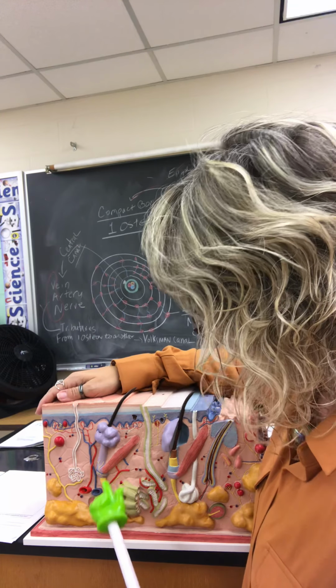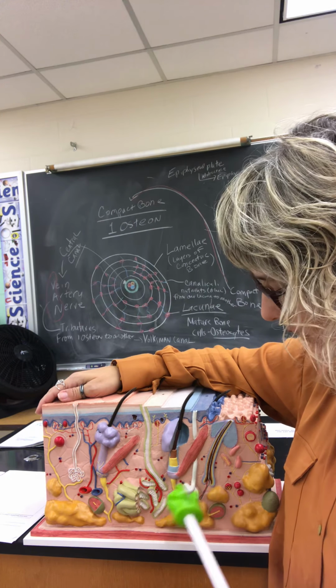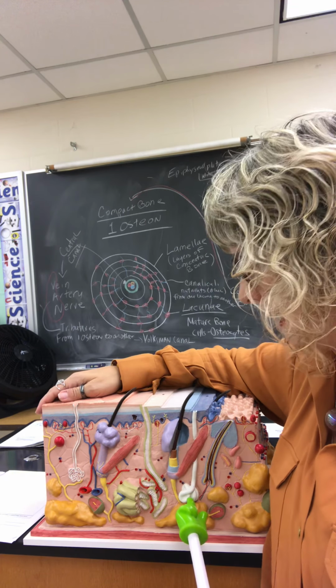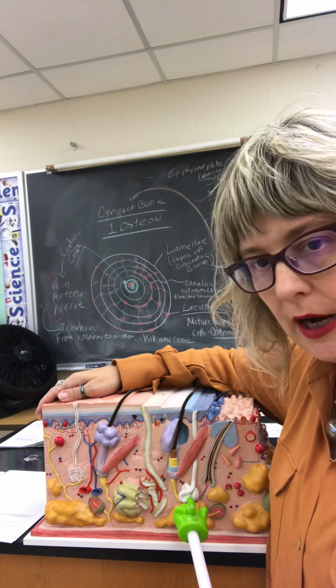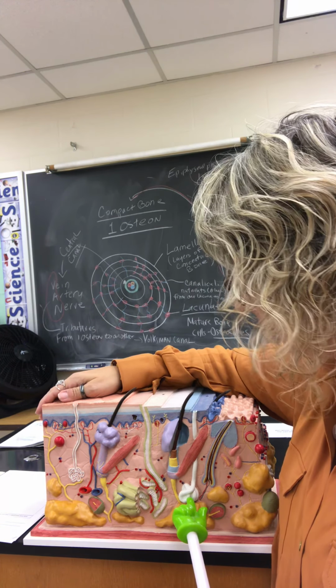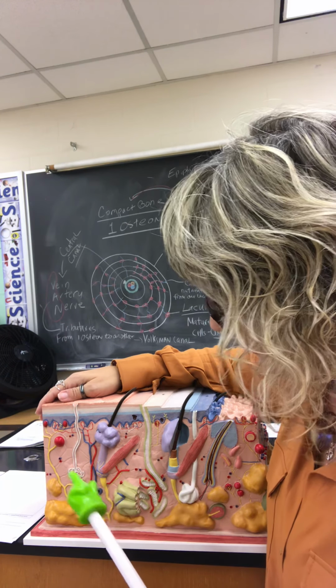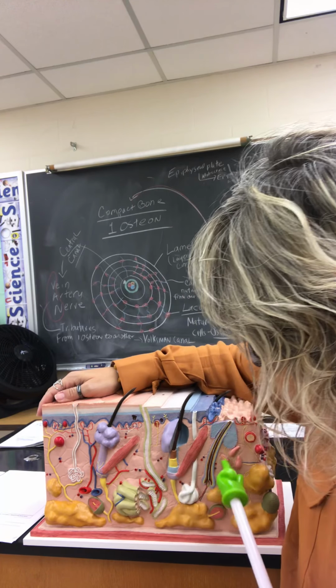All right? Then this coiled up looking structure that looks like a little snake coiled up, and then it comes up like this. That is a sudoriferous gland or sweat gland. And you have eccrine and apocrine glands that release sweat. So that's your sweat gland. All right? So we went over pretty much everything that you need to know in the dermis.